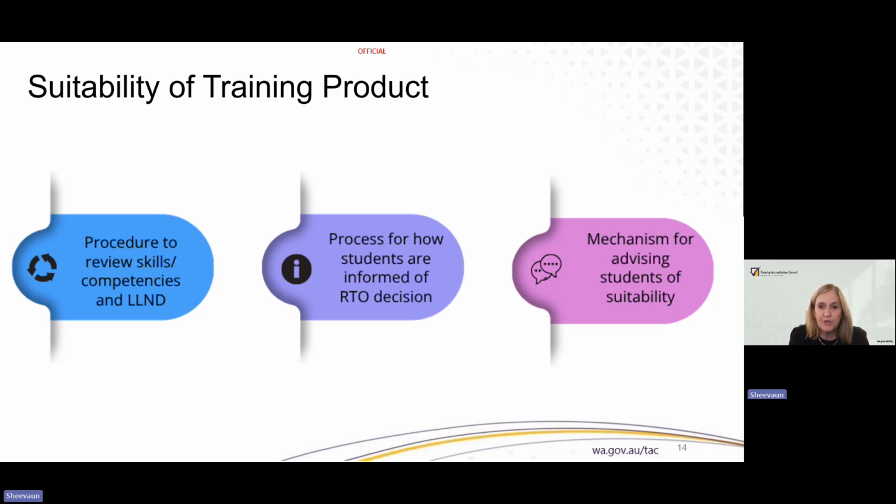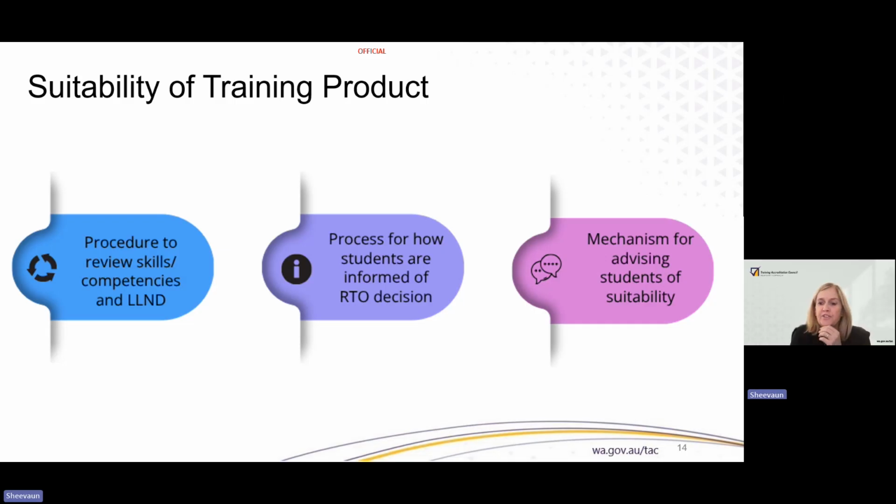Outcome Standard 2.2 is really about the suitability of the training product. And in many ways, this is the outcome standard that I think most RTOs are generally concerned with. I've broken this down into three different stages. So in the context of the training product, the RTO needs to have a procedure in place to review the skills and competencies of the student, including LLND.